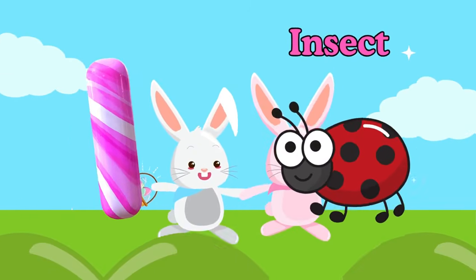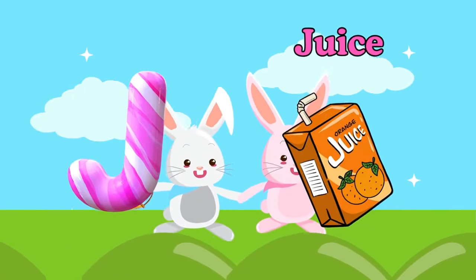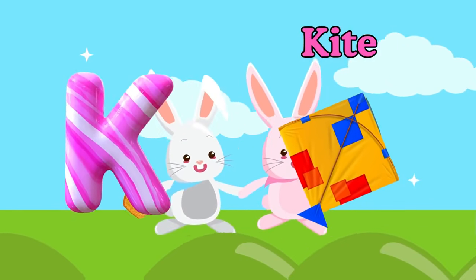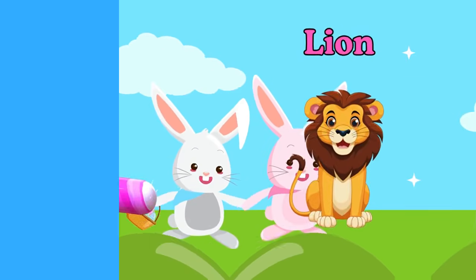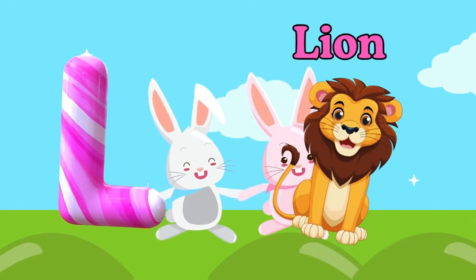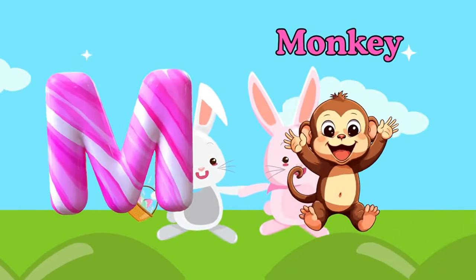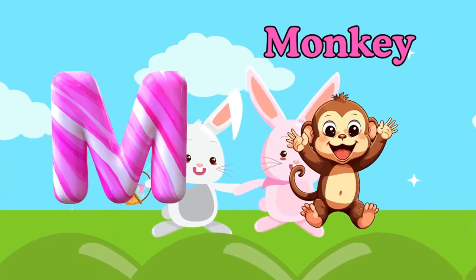I is for insect, insect. J, juice. J is for juice. K is for kite, kite. Kite. K is for kite. L is for lion, lion. L is for lion. M is for monkey. Doing the monkey. M is for monkey.